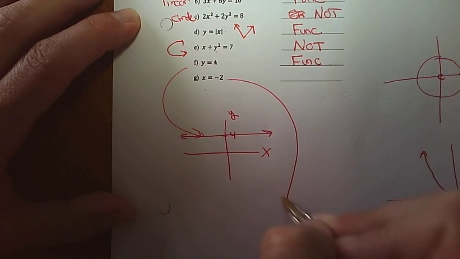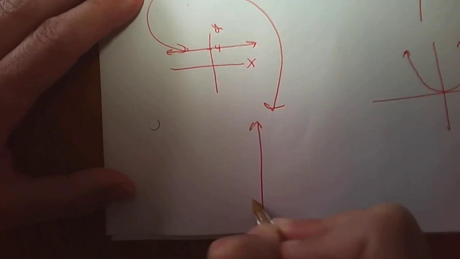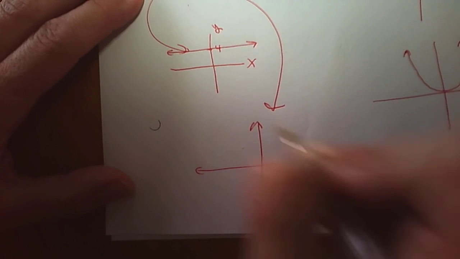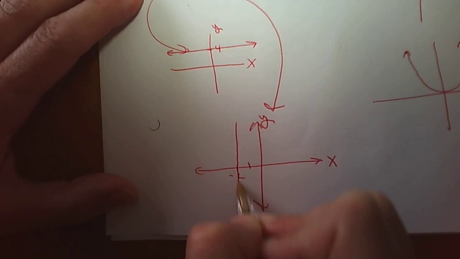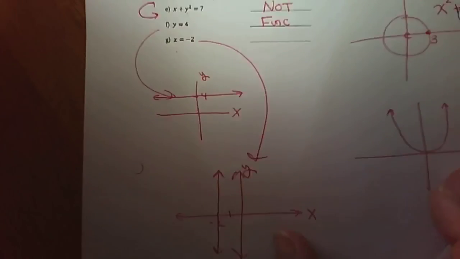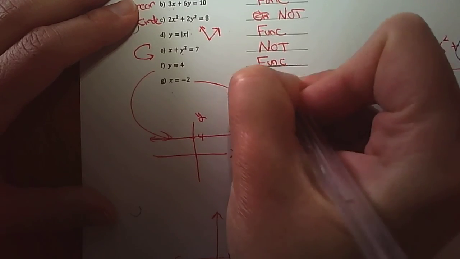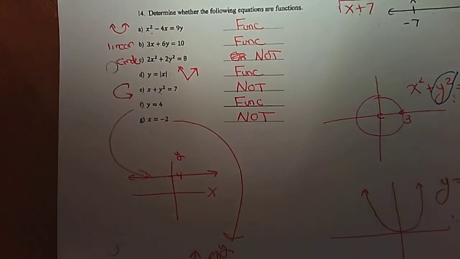Right? And now this guy, I'll bring down here, x equals -2. Well, here's your x-axis, here's your y-axis. Here's -2, right? That's a vertical line, right? That's actually the test, so this is not a function. All right, and that's a crash course of functions.